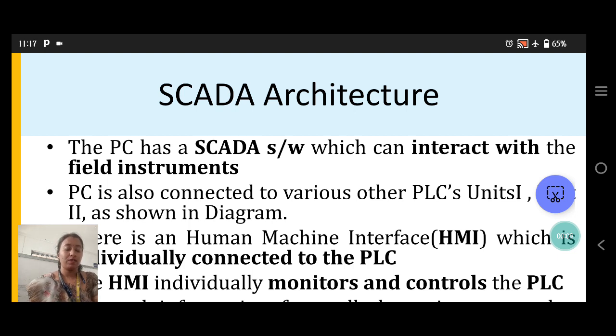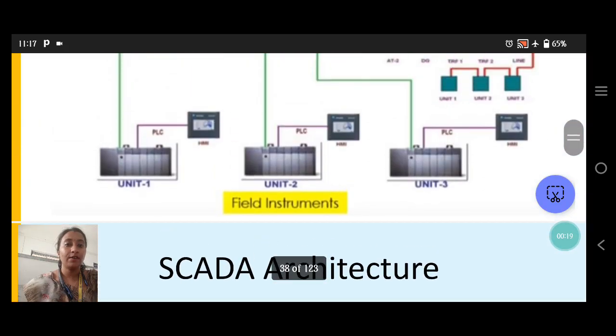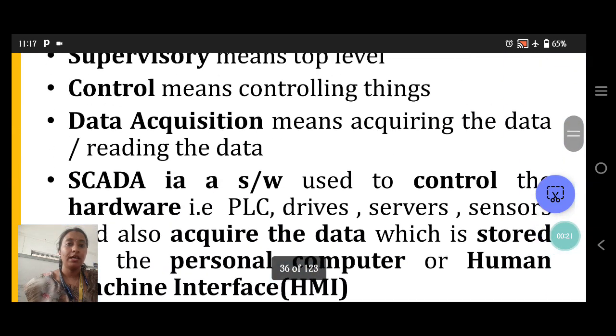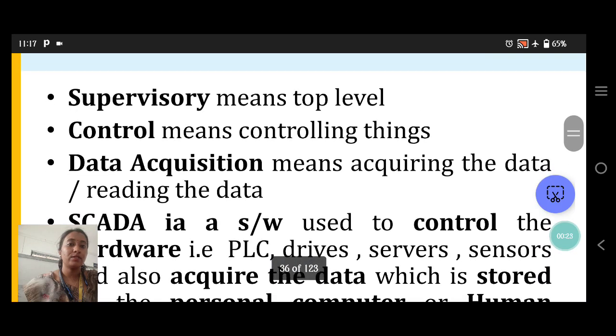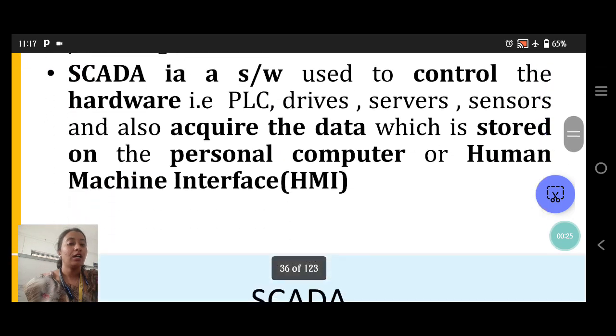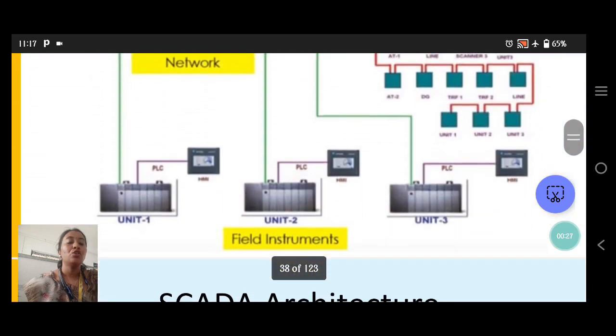In the previous classes we have been going through the IoT architecture and its protocols, and this is the SCADA architecture. As we know, we have had an elaborate session on SCADA. SCADA is nothing but Supervisory Control and Data Acquisition, and it interlinks software and hardware.